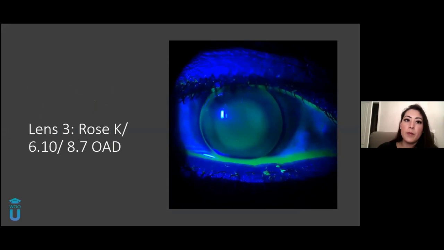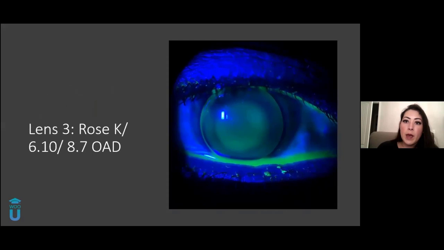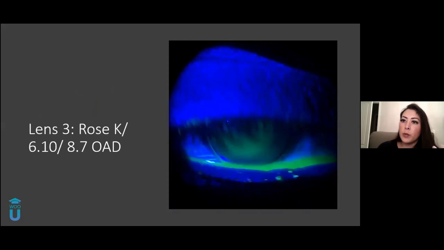Now with the second lens, we did a 6.0 base curve, and this one looks better, but it looked a little bit too steep.